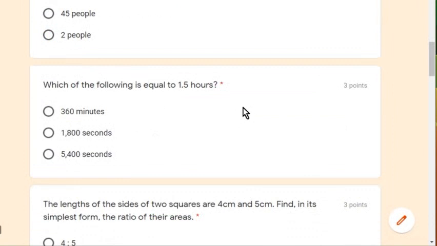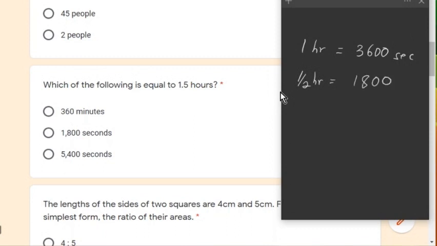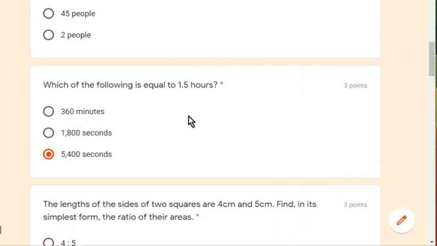Next question, which of the following is equal to 1.5 hours? We know that 1 hour is equal to 3,600 seconds. And then 0.5 means half of an hour, which is half of 3,600, which is 1,800. So 1.5 hours means I have to add 3,600 to 1,800, and this will give me 5,400. So the correct answer is 5,400 seconds.